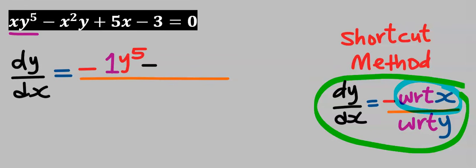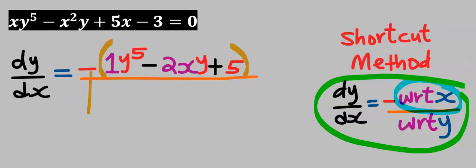Next, in the next variable, I will differentiate x squared and I'm going to have 2x. However, I will ignore y. Next, I will differentiate 5x and I'm going to have 5. Next, if you differentiate minus 3, it is 0. Remember to put it in a bracket because of this negative, which is in the formula.